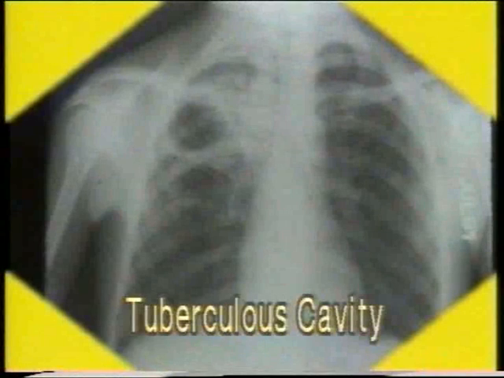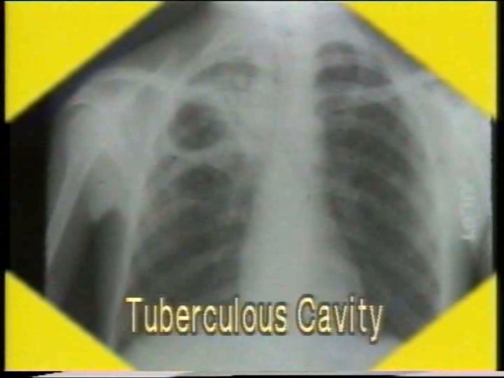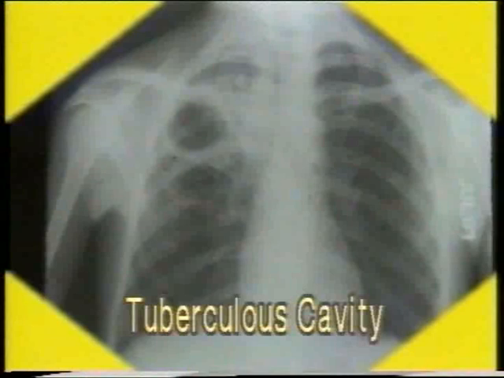Now this is a tuberculous cavity. A tuberculous cavity is more common in the upper lobe. It does not contain a fluid level, and the surrounding lung usually shows tuberculous infiltration or fibrosis.